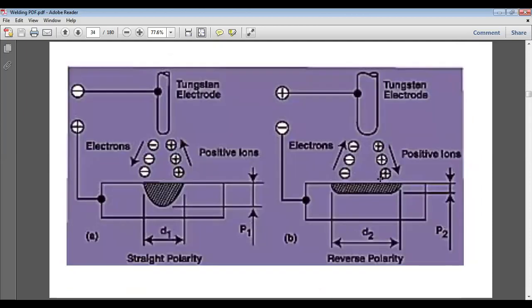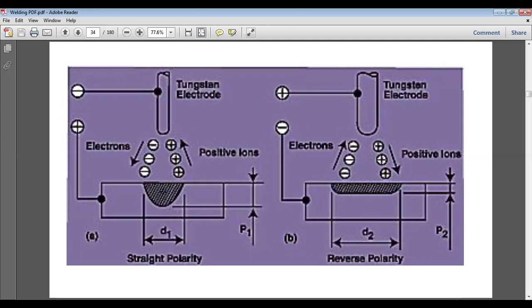Now, this can be seen in straight polarity. We have already discussed the heat produced and penetration and depth. So we can see in direct polarity, straight polarity, the electrons are flowing from here to here, and positive ions are moving from positive terminal to negative terminal.